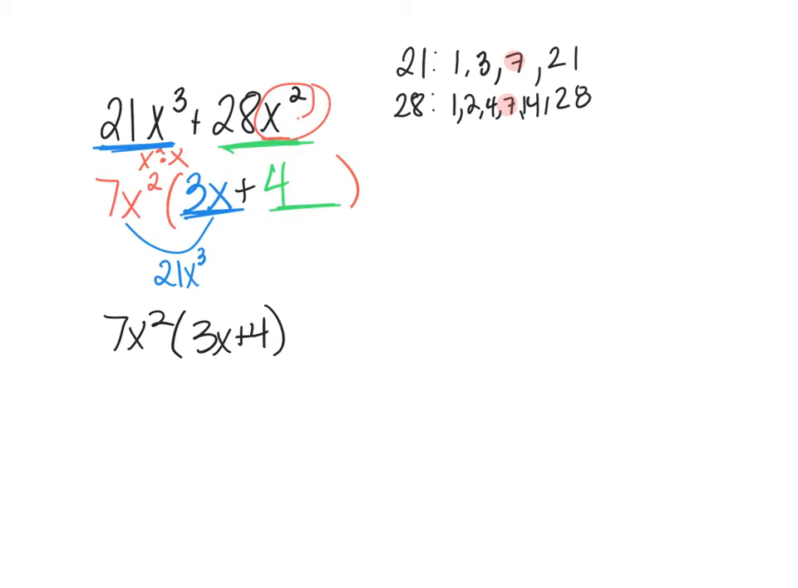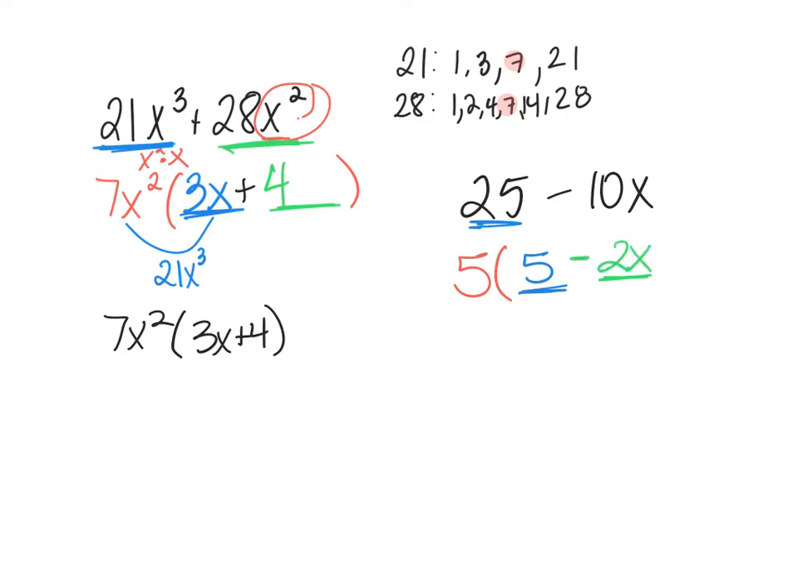Let's look at one with negatives. Let's see, 25 minus 10x. Well, they don't have an x in common, but 25 and 10 both have a common factor of 5. So we're going to take that 5 out, and it's 5 times what gives me 25. That answer is 5. And 5 times what gives us negative 10x, and that's going to be negative 2x. And that's my factorization, 5 times 5 minus 2x. And that's factoring out your greatest common factor.